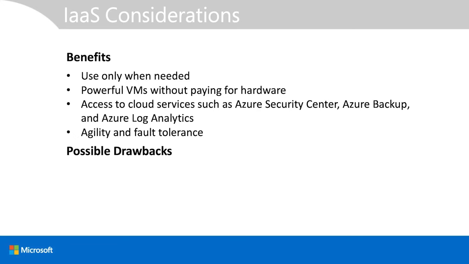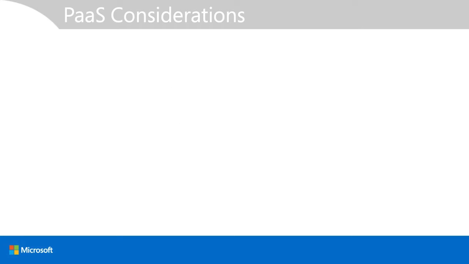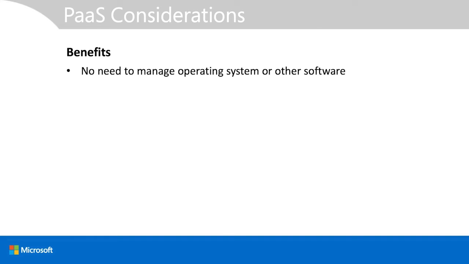A possible drawback of using IaaS is that you must manage the operating system and other software installs yourself. You also manage any of the updates that are required for that operating system and software. Okay, so let's look at PaaS, and again, we'll look at benefits first. In PaaS, the cloud provider manages the operating system and other software installed on the VM. The cloud provider usually provides application frameworks that you can use without having to manage any installation yourself of those frameworks.